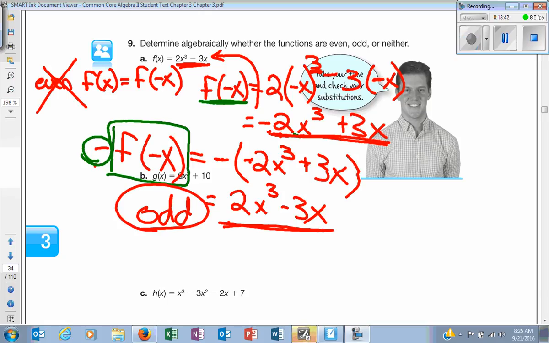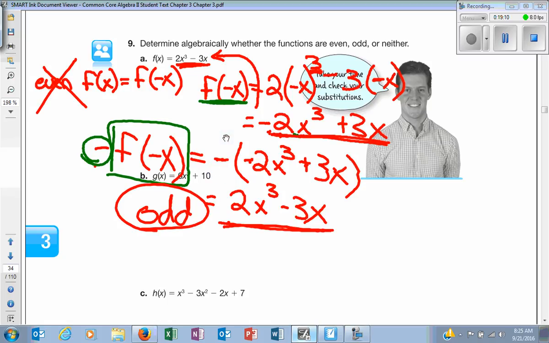So which do I need to check? What would be smart for me to check first every time? I need to check my even first, because if I'm going to check for odd, I use my even to check for my odd. Does that make sense? I use what I just found and I put it right there. And I just put a negative sign out here and I just distribute that negative sign.